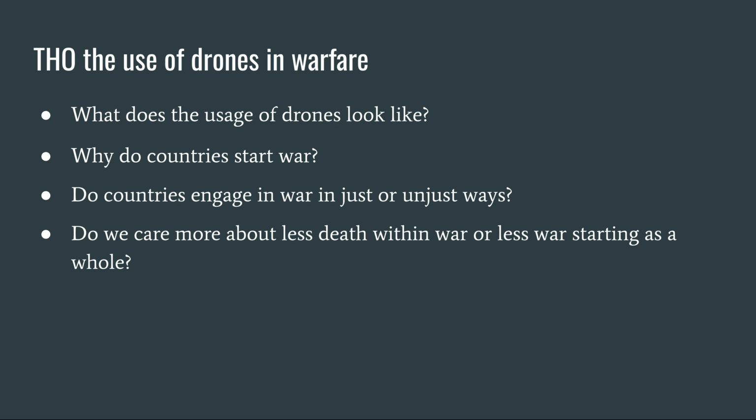We're going to do one quick example. This house opposes the use of drones in warfare. There's a couple main questions you have to answer in framing, and that's very, very effective for the round as a whole. First, what does the usage of drones look like? Why do countries start wars? Do countries engage in wars in just or unjust ways? Do we care more about less death within these specific wars or less war starting as a whole?